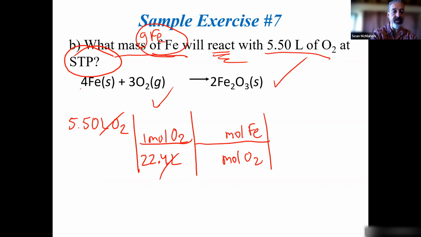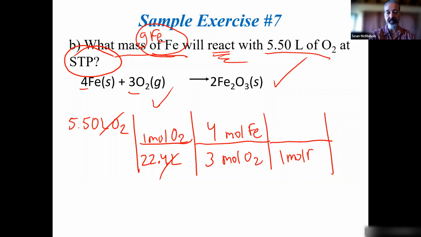How do I do that? There's 4 moles of iron for 3 moles of O2. And then I can convert the moles of iron to what I want. 1 mole of iron. Get my trusty old periodic table, and I find iron, and it's 55.85 grams.